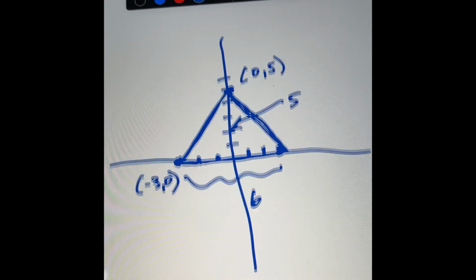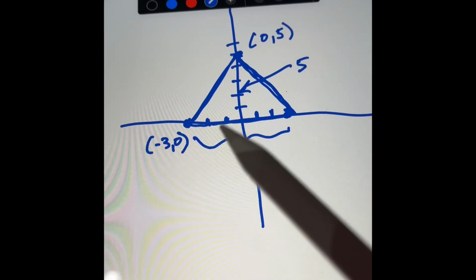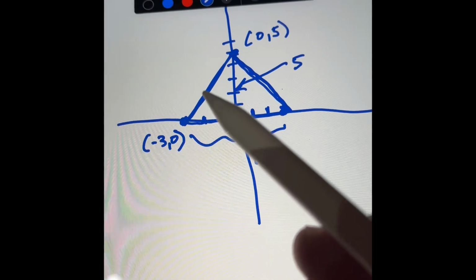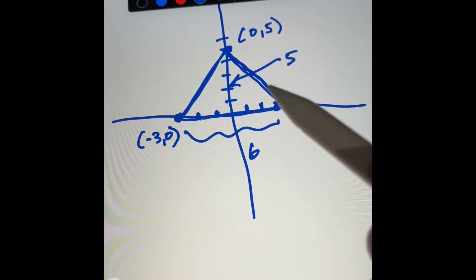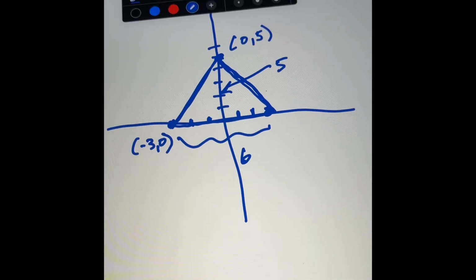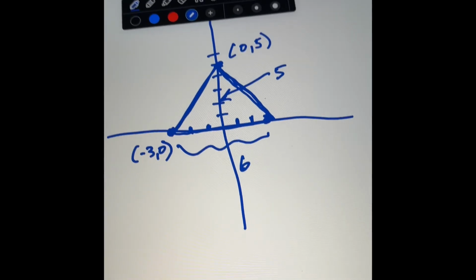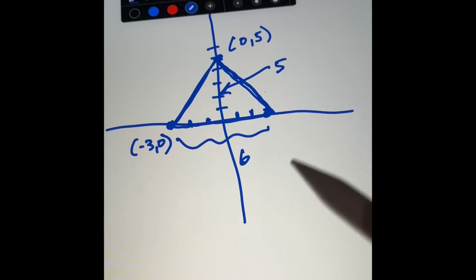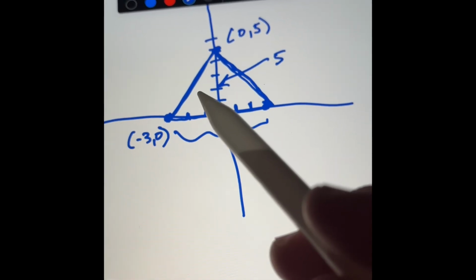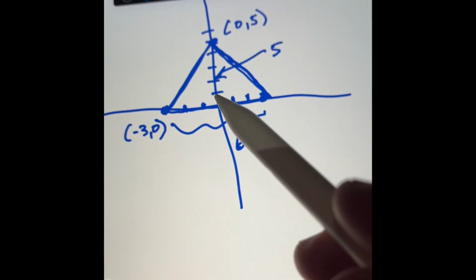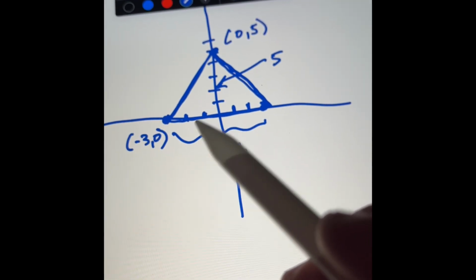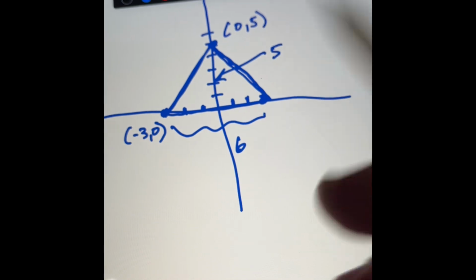So the next thing they ask you to do is to find this length over here, which is going to be the same as this over here because it's an isosceles triangle. Well, there's a couple of ways to do that. Probably the easiest way is to think of this triangle here as a right triangle, and this distance is 3 and that distance is 5.